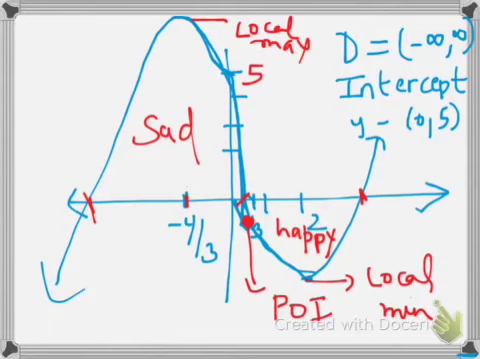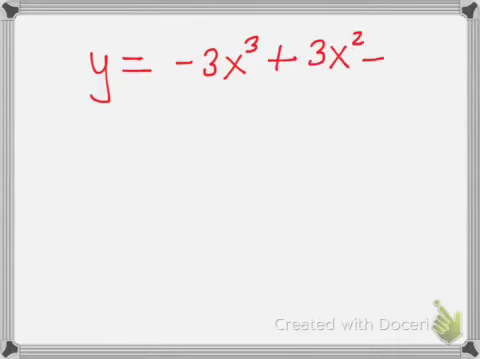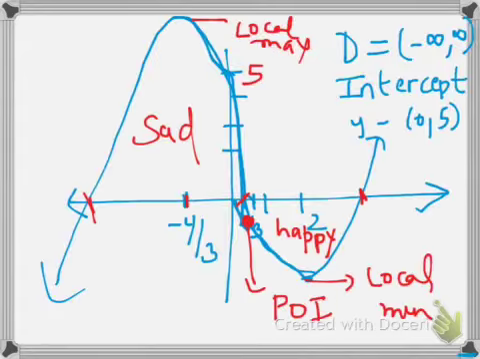Okay, so the next question that I want to do is maybe one more of the similar type, or what about this one? Let's see. y equals minus 3x cubed plus 3x squared minus x minus 2. Okay, one more thing. I think they talk about absolute max and absolute min also. That's just an extension of your local max and local min.